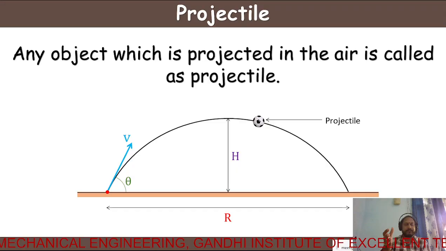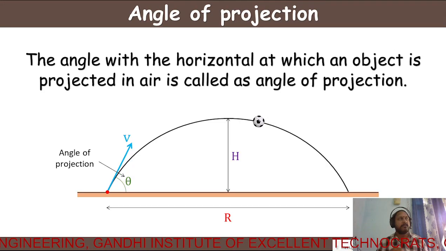What is the next one? Angle of projection. With what angle you are projecting that particular projectile in air, with respect to horizontal or vertical? You can see the diagram. That particular angle is with respect to horizontal. Are you all there? I don't want to waste my time by calling your roll numbers. Just listen carefully. So it is with horizontal. The angle made with the horizontal where the object is projected in air is called the angle of projection.